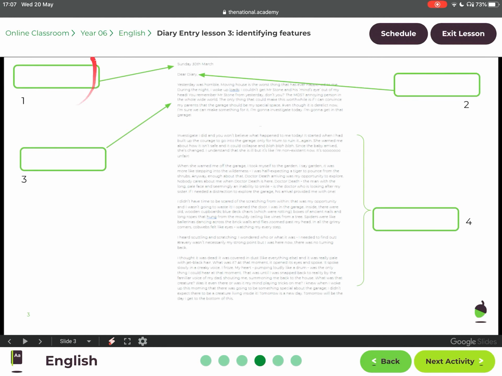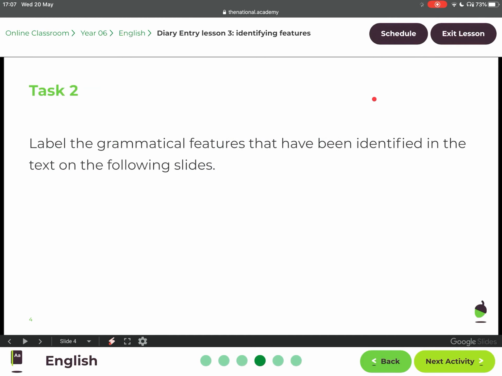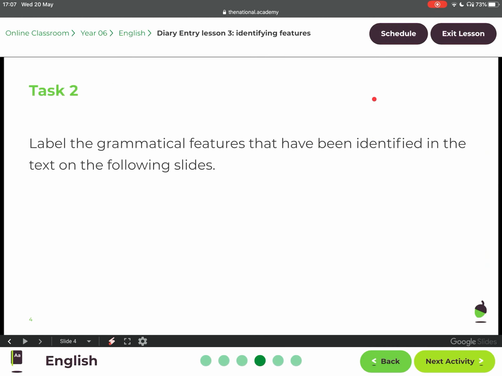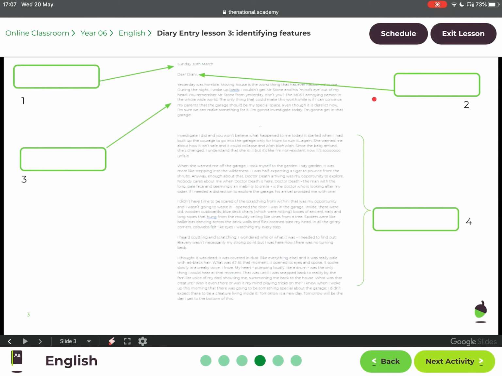So number 1 here, number 1 is the day. Number 2 is the greeting. Number 3, it's the before the day begins, so the kind of introduction, what led up to the day. Number 4 is what happened during the day before the day ended.